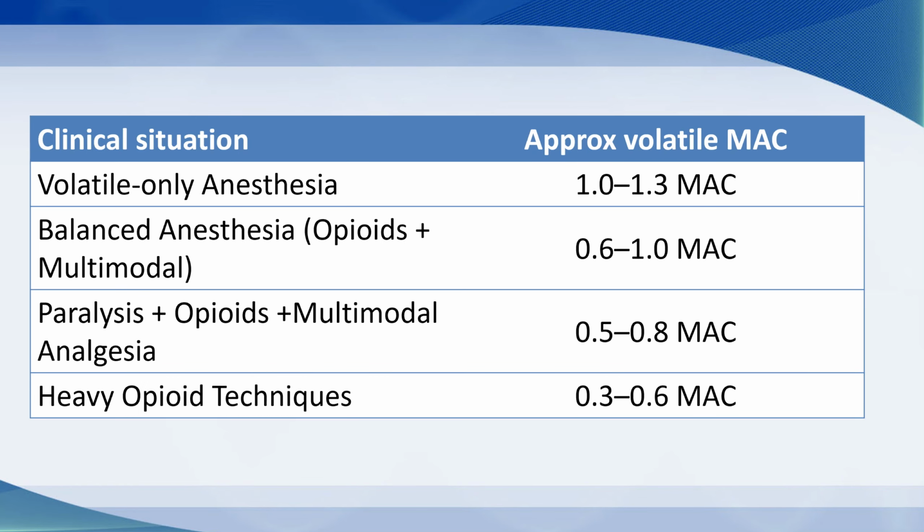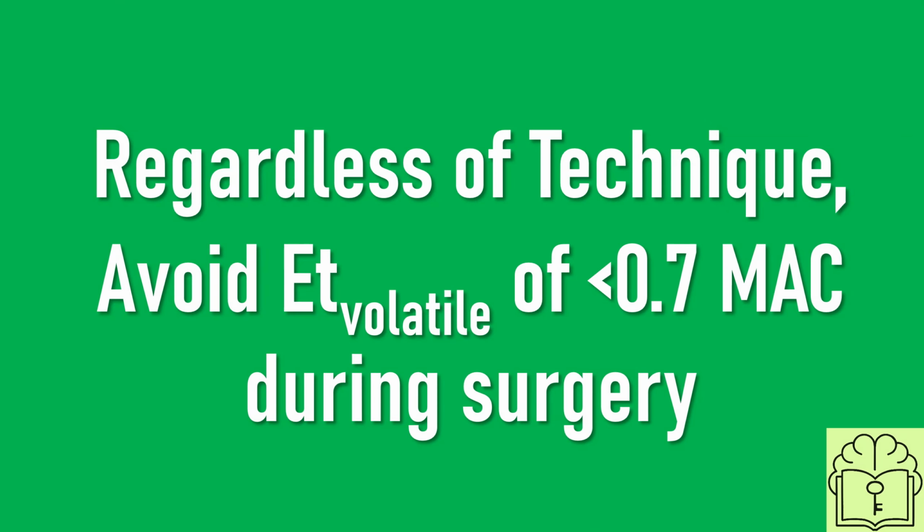Regardless of technique, I think it's reasonable to say that if you want to be a safe anesthesiologist, you should avoid an end tidal volatile level of less than 0.7 MAC during surgery. Multiple studies have shown that awareness risk increases exponentially below half a MAC. We don't mind if our patients move or become hypertensive, but we are really risk averse to awareness. So I think that extra bit of wiggle room between 0.5 and 0.7 is important. Let me put all of this together.